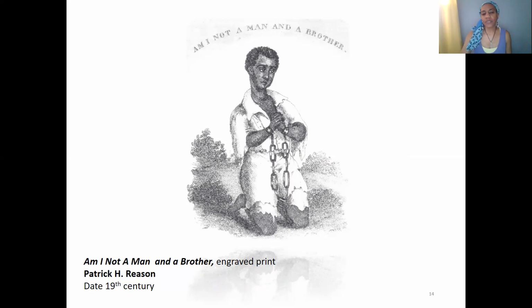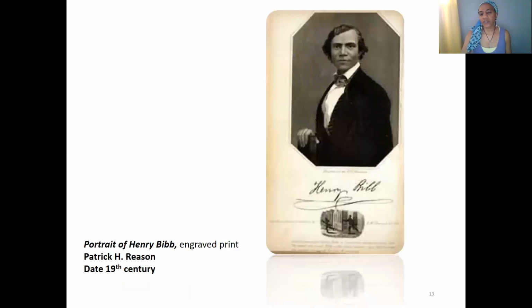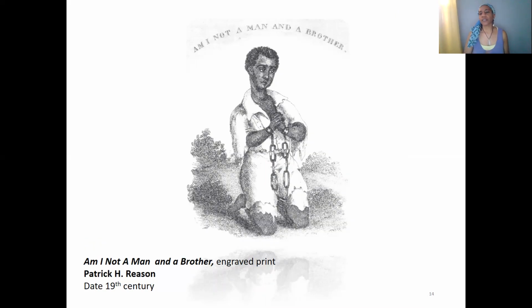This one would have been done, I believe, also as an engraved print, very similar to this portrait of Bibb. And so again, done in the reverse. So Am I Not a Man and a Brother would have read backwards. He had to have all of this laid out so that he knew what he was going to do when he went in to engrave it. And then it comes out, it's like a mirror.